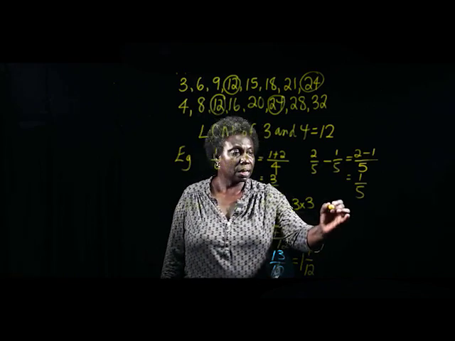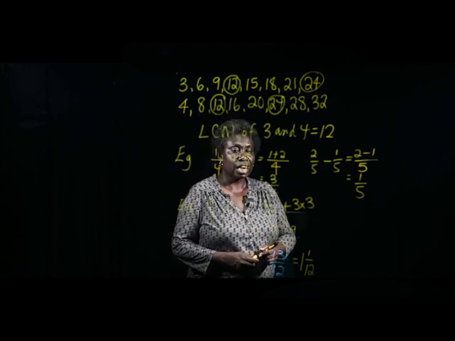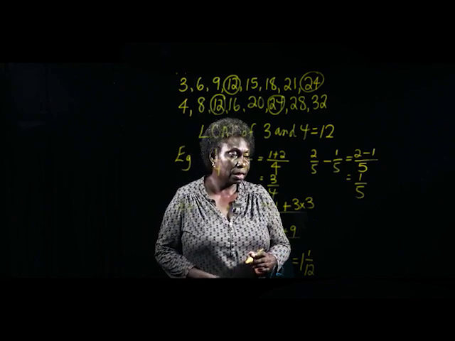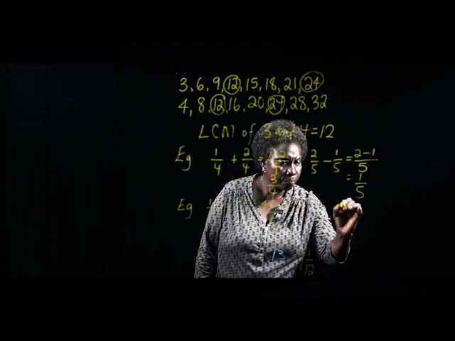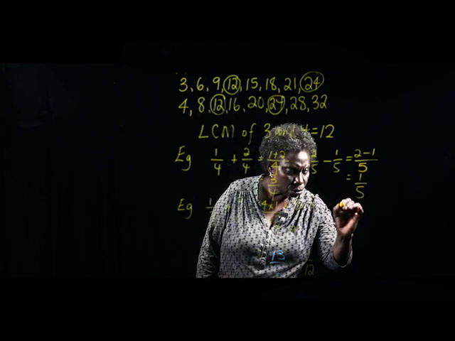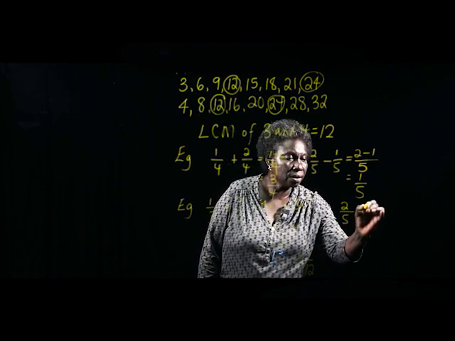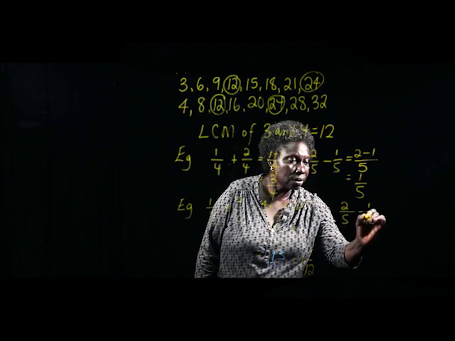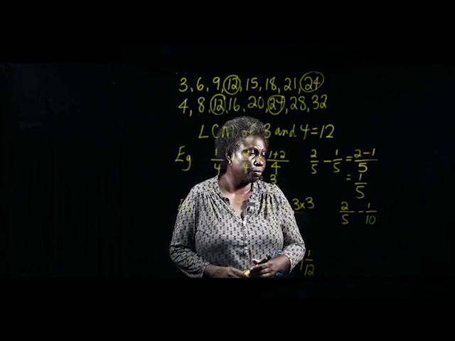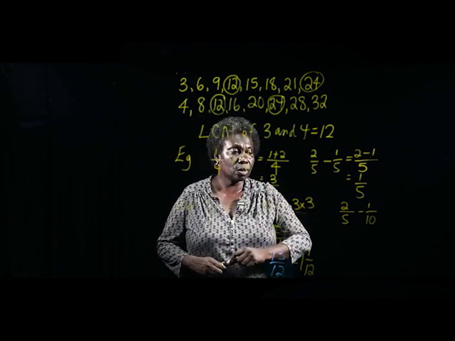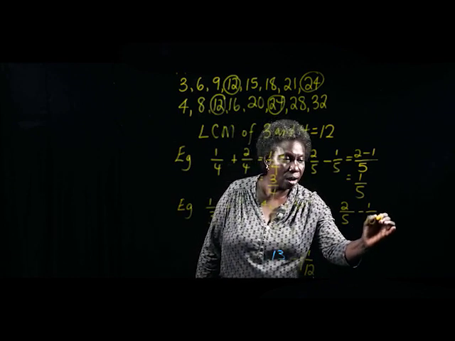Now, let's go to the next one. This time we are going to subtract fractions with different denominators. Let's look at the fraction 2 over 5 minus 1 over 10. Let's look at the lowest common denominator of 5 and 10. The lowest common denominator of 5 and 10 is 10. So I put that over 10.